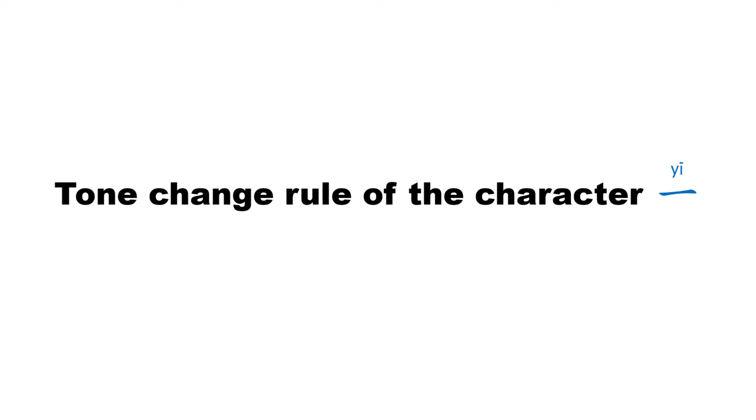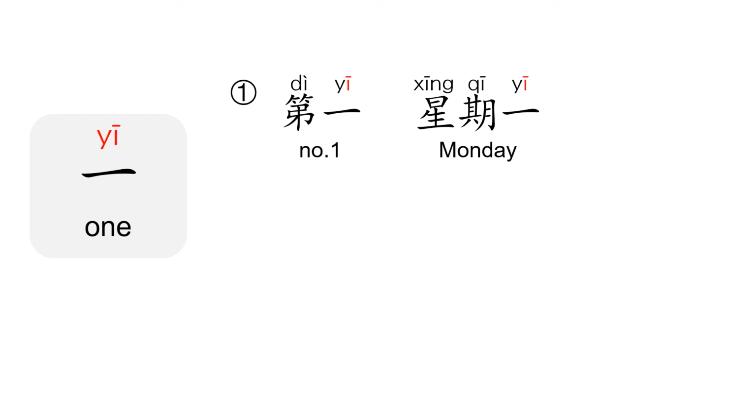Finally, let's look at the tone change rule of the character yi. The character yi means number 1. Its basic tone is the first tone, yi. When yi is used alone or in a number, its tone doesn't change. For example, 第一, 星期一, 1月.